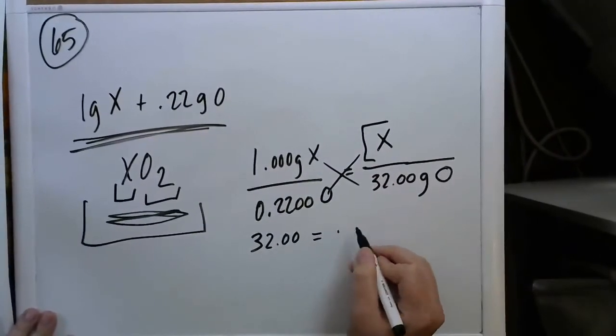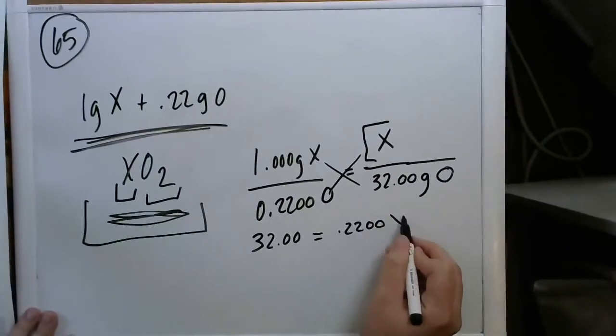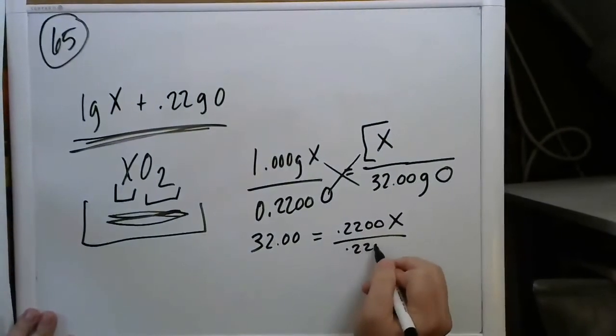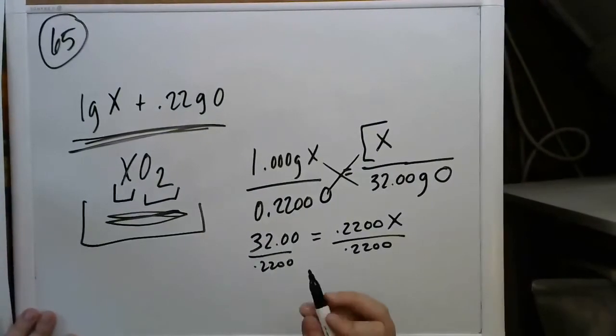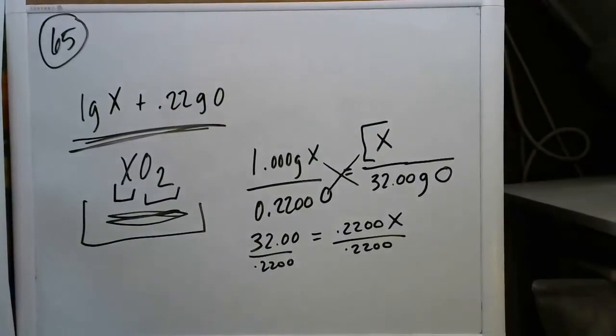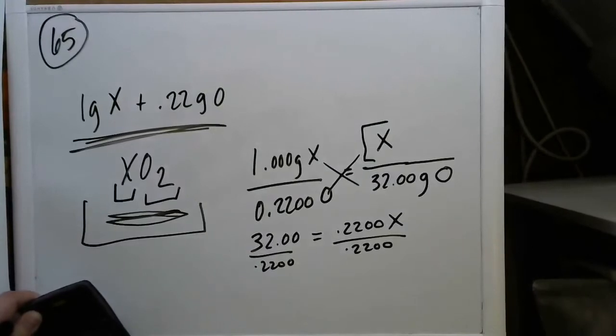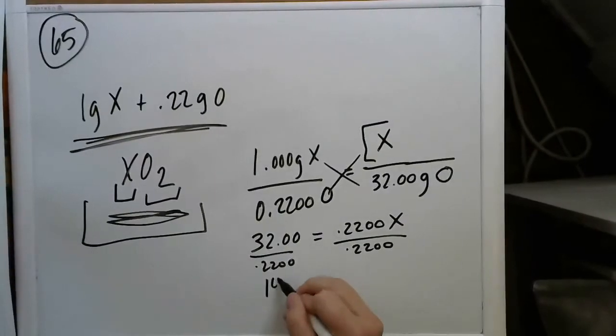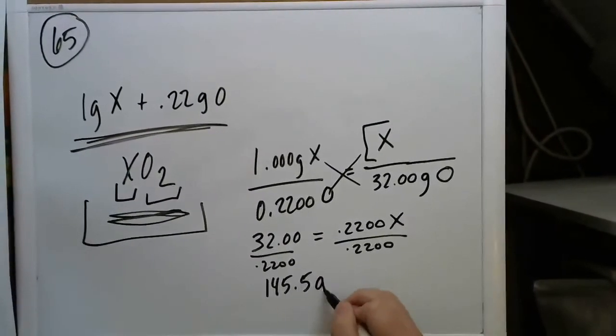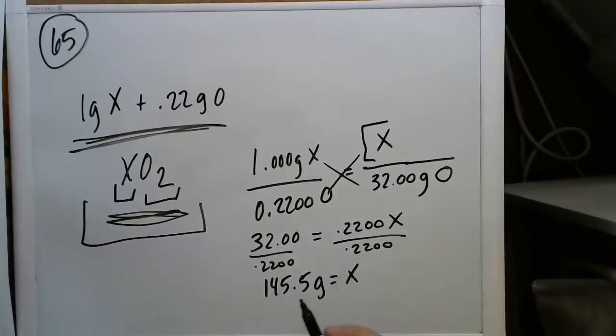32 equals 0.2200x, divided by 0.2200. And I get like 145.5. And that would be the atomic mass of X.